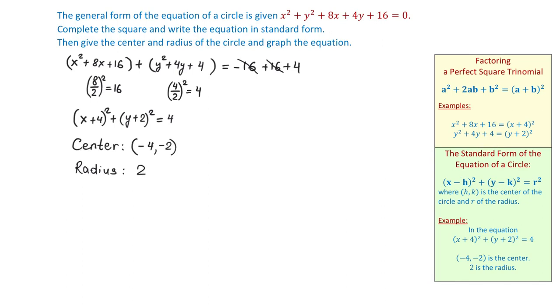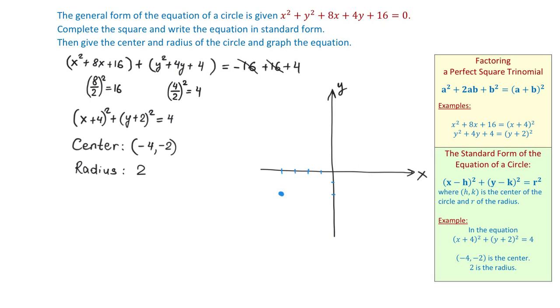Now let's graph the equation. We need the x-axis, and we will need the y-axis. Let's plot the coordinates of the center of the circle. The x-coordinate is negative 4, so we will go 4 units to the left, and the y-coordinate is negative 2, that is 2 units down. So here this point has the coordinates negative 4, negative 2, and is the center of the circle.